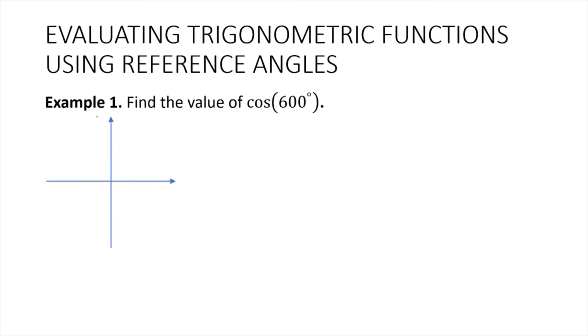Okay. So let's say we have here a Cartesian plane. This is the y-axis. This is the x-axis. 600 degrees in standard position. This is the vertex, initial side. Now, 600 degrees is more than one revolution because one revolution is just 360 degrees, right? So let's draw one revolution. This is one revolution, right?